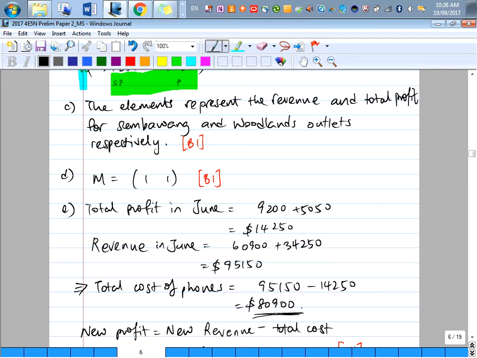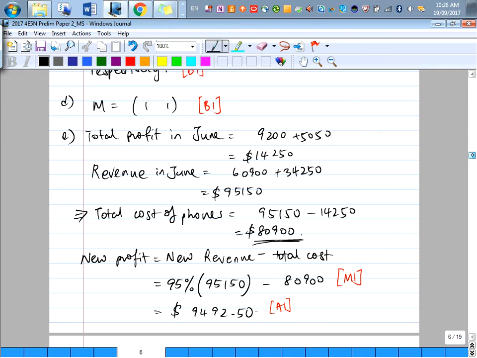Okay, so now I have the total cost of the phones. I can find the new profit, which is the new revenue minus the total cost. So the new revenue was just 95% of 95150. Then you subtract away the constant, which is the cost, the amount that you paid for the phones. And this will be our new profit. Can follow this logic.